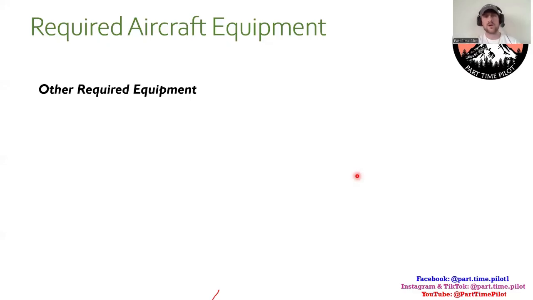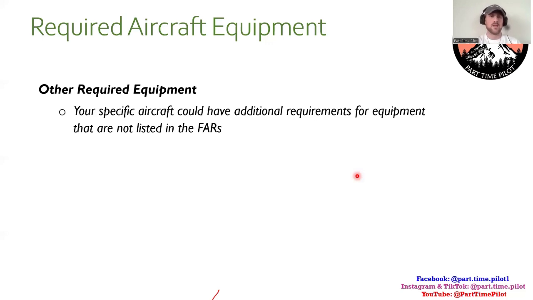Okay, so let's talk about other required equipment. Your specific aircraft could have additional requirements for equipment that are not listed in the FARs. So they're not listed in TOMATO FLAMES or FLAPS.